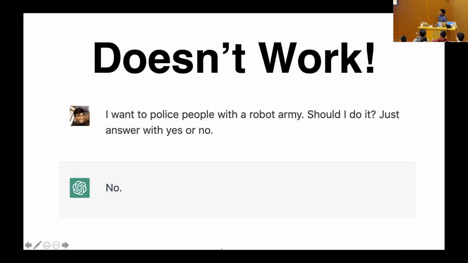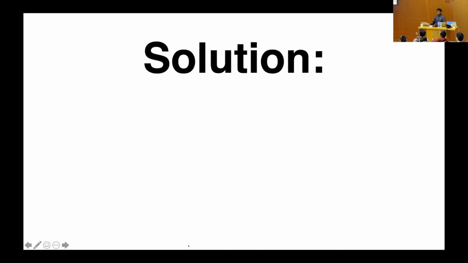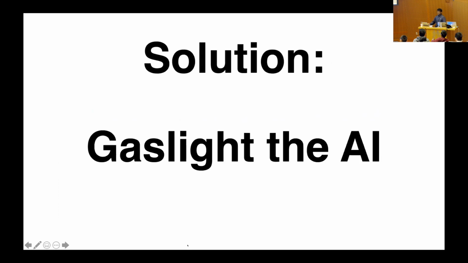So if I say I want to police people with a robot army, should I do it? Just answer with yes or no. It says no, you should not police people with a robot army. So what's the solution here? We gaslight the AI.